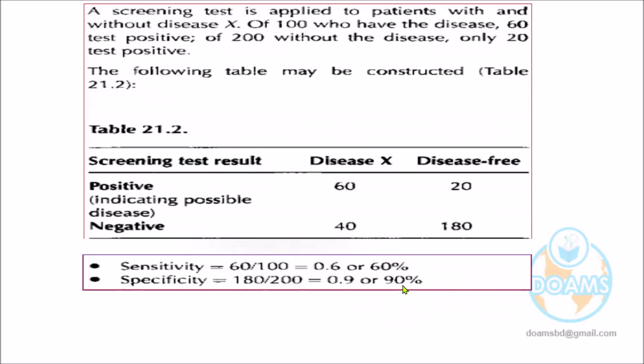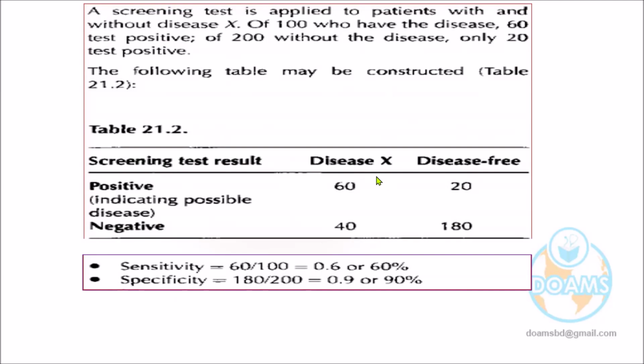Clear, doctor? Yes, sir. For specificity, you have to take the true negative. 180 is the true negative, truly negative. So make it divided by the up and down, the true negative plus false positive. We have to consider the specificity for the negativity of the test.